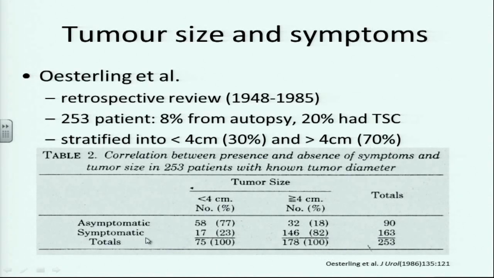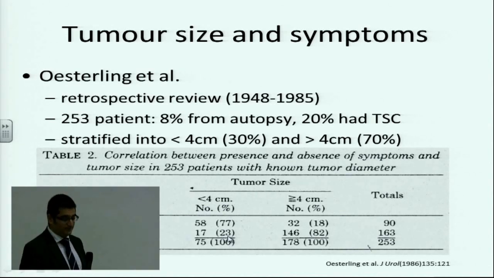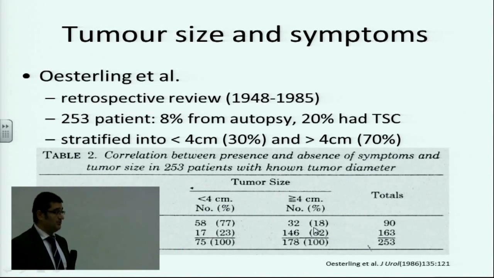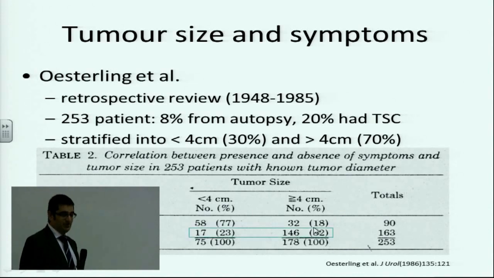But essentially, let's look at this line. So we've got, in the smaller tumour size, the percentage that was symptomatic were 23%. Whereas once you've gone over 4 centimetres, then 82% were symptomatic. So you're starting to get a handle on what causes, when do they cause problems, i.e. 4 centimetres, according to this study.